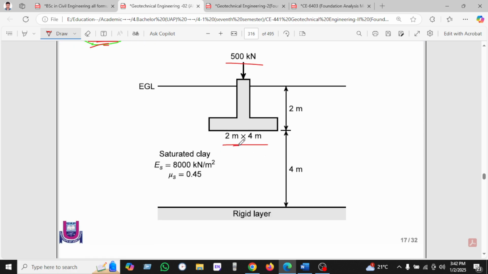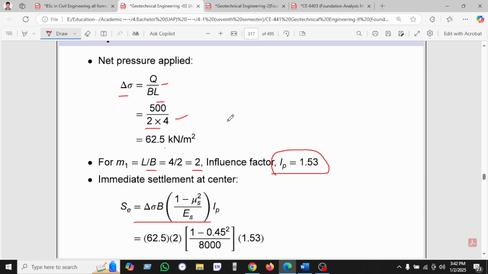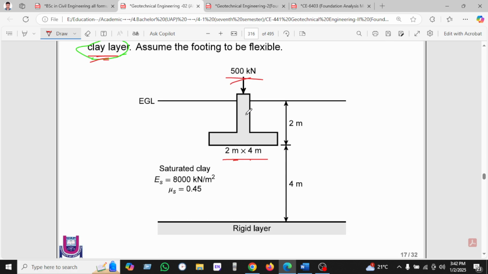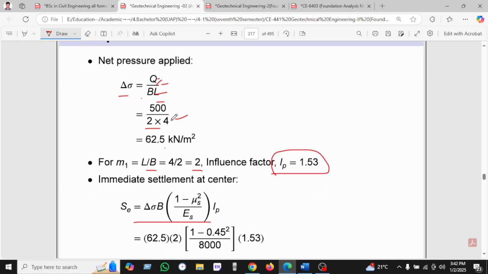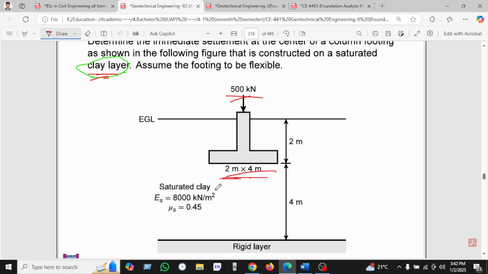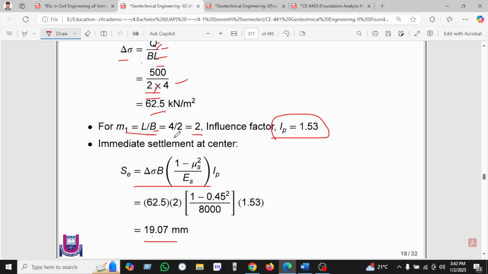We can see here the footing is 2 meter by 2 meter, and the vertical load is 500. We'll use force divided by area, which is stress. Force is given here as 500, area is 2 into 4. And L by B, B is given, L is given, L is 4 and B is 4, so we found the ratio M is 2, then IP will be 1.56.